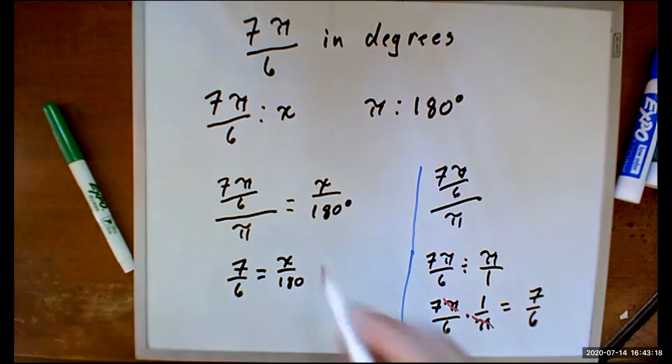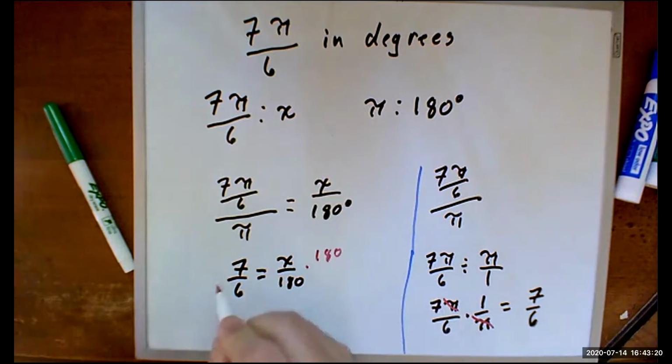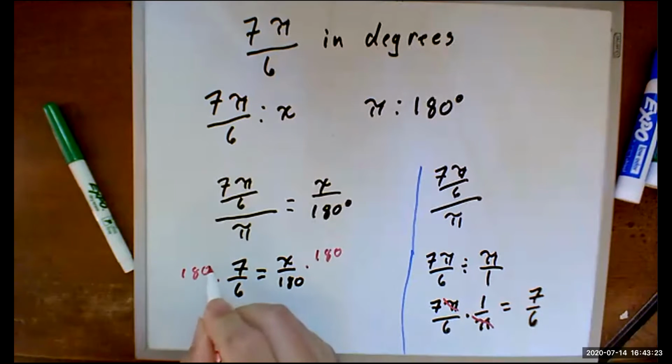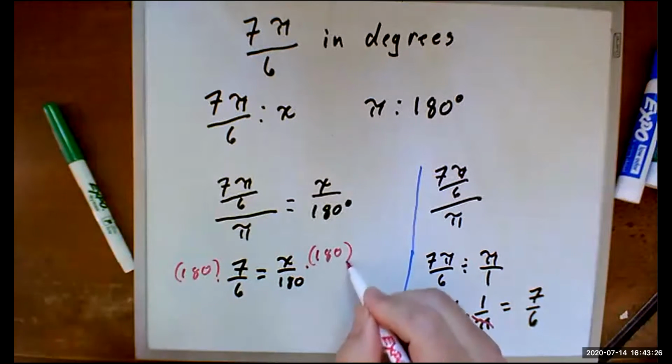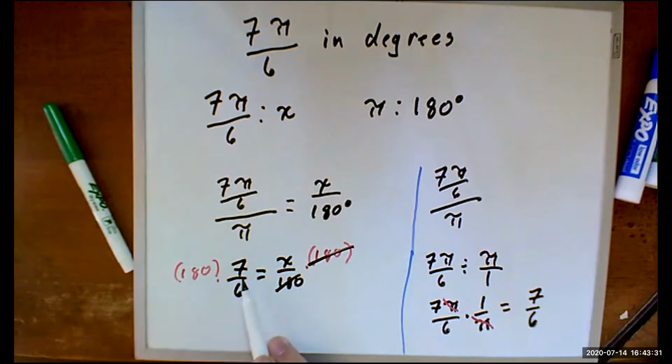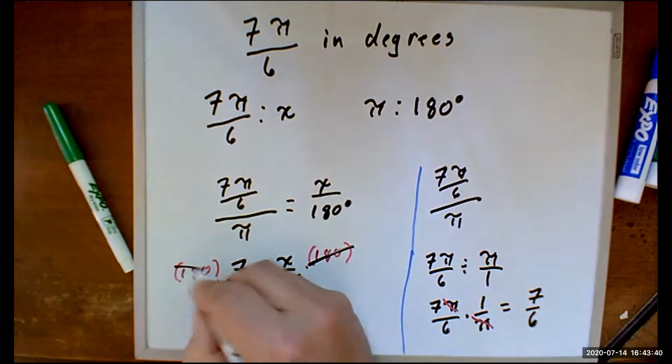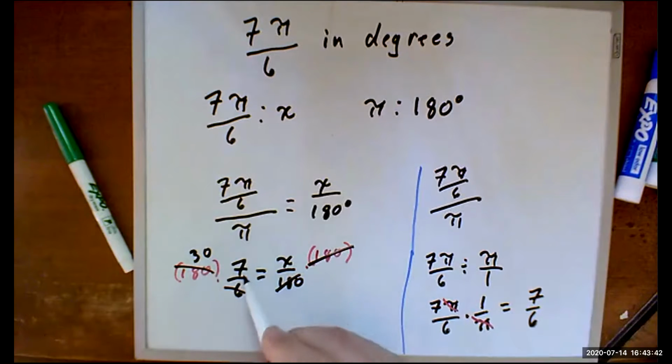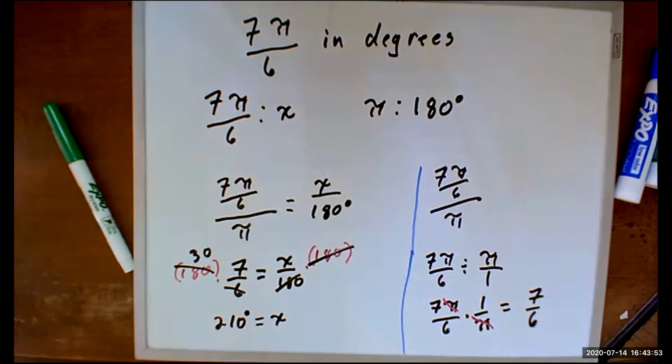We multiply by 180 on both sides to get rid of that 180 on the bottom. And then that cancels. Then we do a little bit of simplifying here. 6 can go into 180. It goes in 30 times. So now I have 30 times 7, and 30 times 7 is 210. So now I know that 7 pi over 6 in degrees is going to be 210.